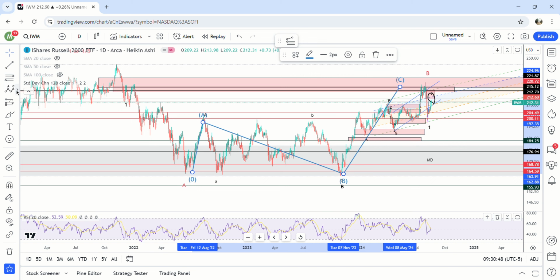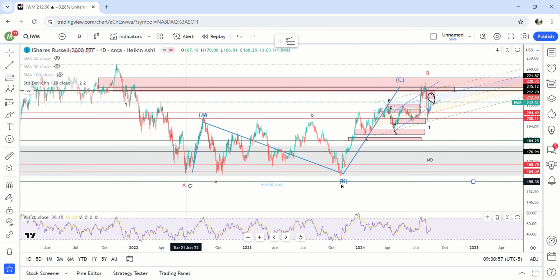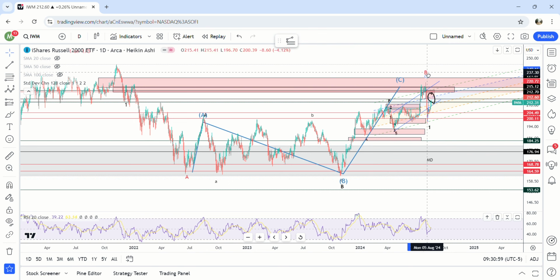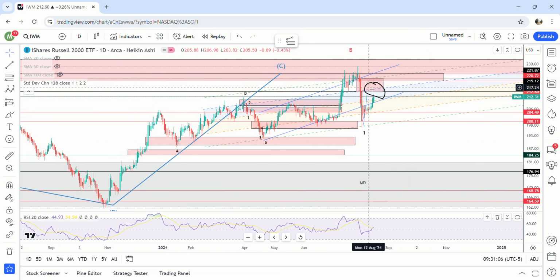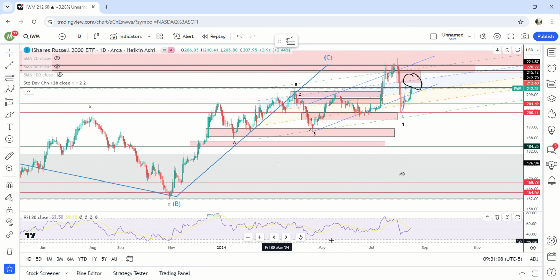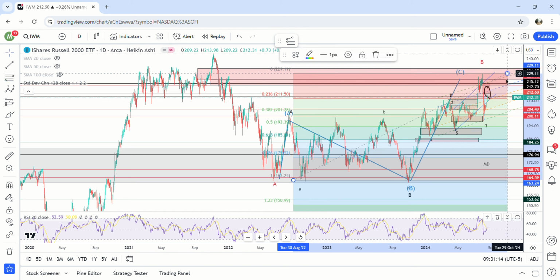And I think that this makes a lot of sense right here. I'll show you. 1, 2, 3, 4, 5. So you have A right here. You have B right here. And there's a very, very slim chance that this is the completion of the C wave. Actually, my minimum target's actually 186 on IWM.